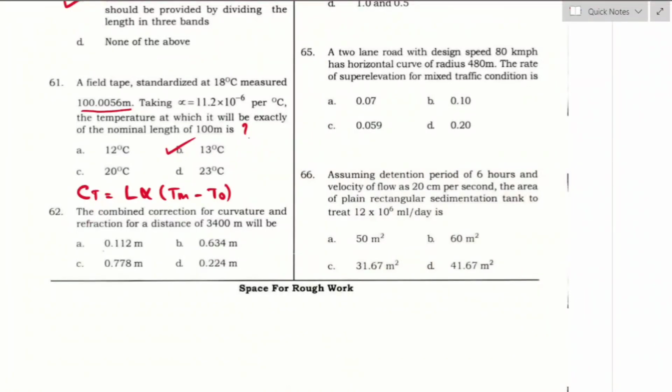Question number 62. The combined correction for curvature and refraction for a distance of 3400 meter will be.